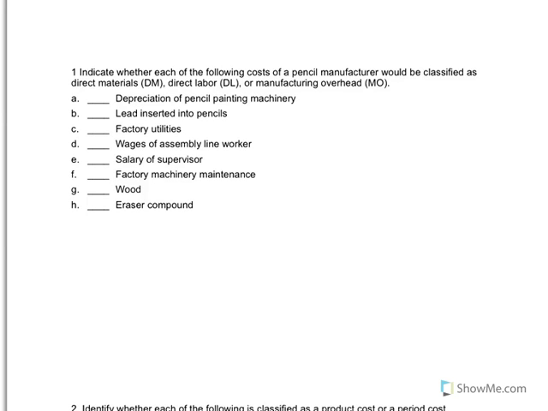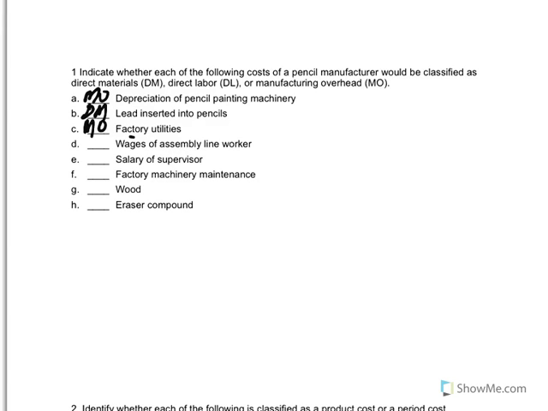Question 1. Indicate whether each of the following costs of a pencil manufacturer would be classified as direct materials, direct labor, or manufacturing overhead. Depreciation on the pencil painting machinery, that would be manufacturing overhead. Lead inserted into the pencils, part of the pencil, so that's direct material. Factory utilities would be manufacturing overhead.